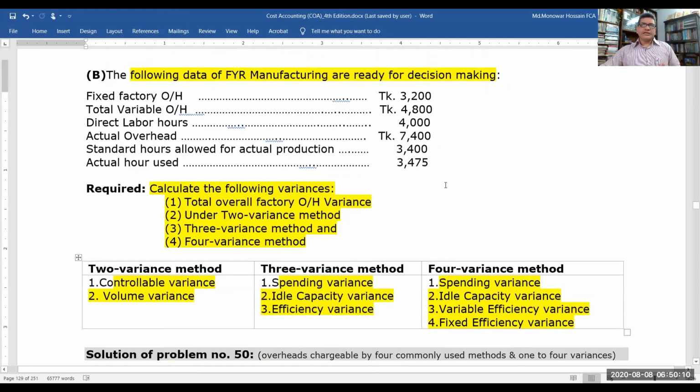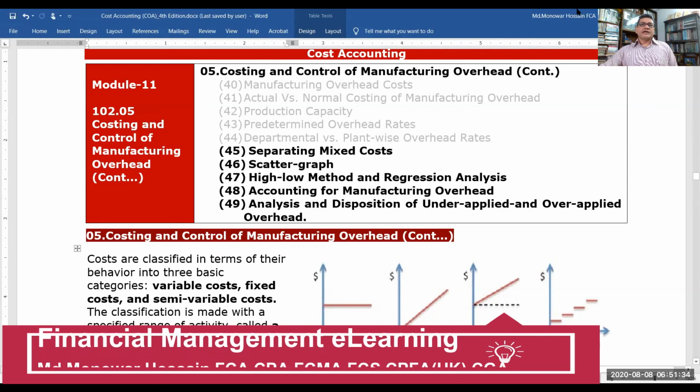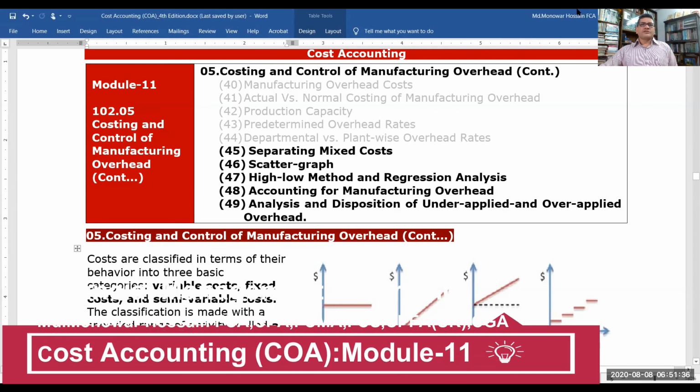It's all for today. We discussed separating mixed costs, scatter graph, high-low method, regression analysis, accounting for manufacturing overhead, and analysis of underapplied and overapplied overhead under the costing and control of manufacturing overhead. And I think it's all for today.